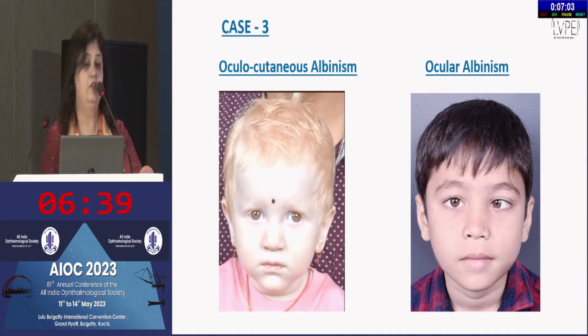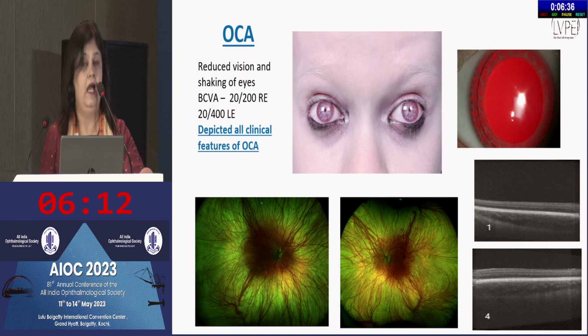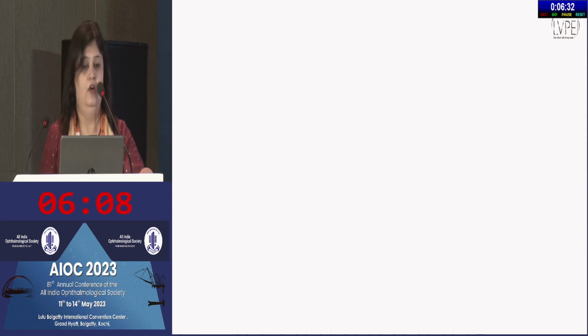Next, we move on to these two siblings. The one on the right has oculocutaneous albinism. As you can see, it affects both the eyes and the skin, whereas the one on the left is a child with just ocular albinism, which is an X-linked condition, whereas oculocutaneous is autosomal recessive. Here you can see they're satisfying all the clinical diagnostic criteria of reduced vision, nystagmus, iris transillumination, and hypopigmented fundus with foveal hypoplasia, as you can see in the OCT over here.